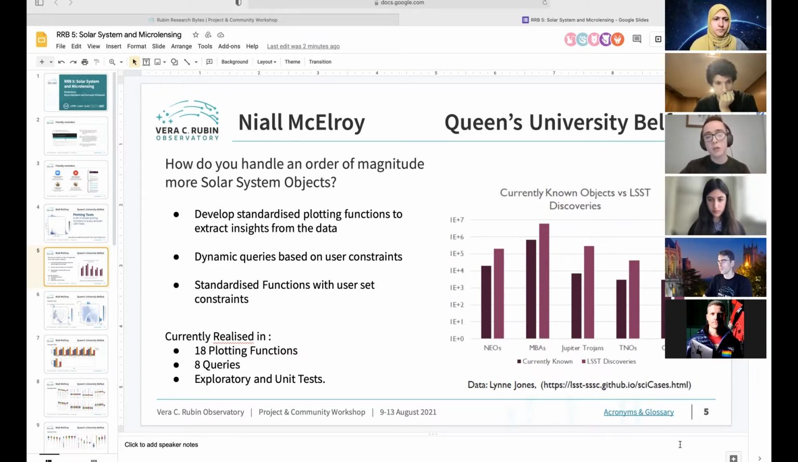This package is currently realized with 18 plotting functions, which work based off 8 different queries, 6 of which work based off just user set constraints, whilst 2 of them are dynamically built in order to add or remove constraints for orbital parameters as needed. Exploratory testing, unit tests, and integration tests are also implemented to ensure core functionality. Next slide, please.